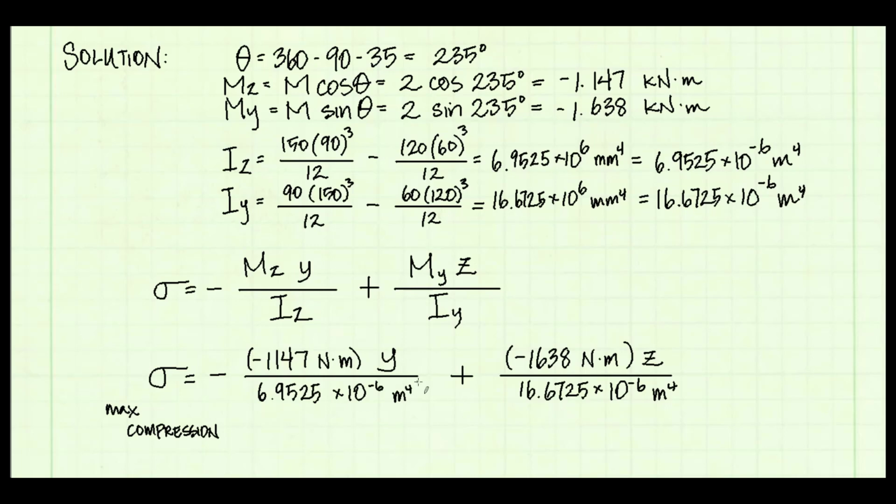Remember that the y and z variables in this equation are the coordinates of the point where we are calculating stress. In the first term, the negative sign in front of the term and the negative sign on the moment cancel out. If I need the first term to be negative, then my y coordinate also needs to be negative. In the second term, the moment is negative, so the term will be negative if my z coordinate is positive. So I want to find the corner that has a negative y coordinate and a positive z coordinate.